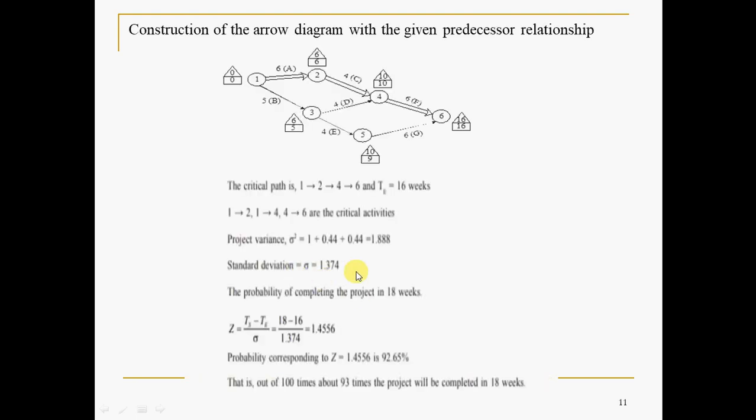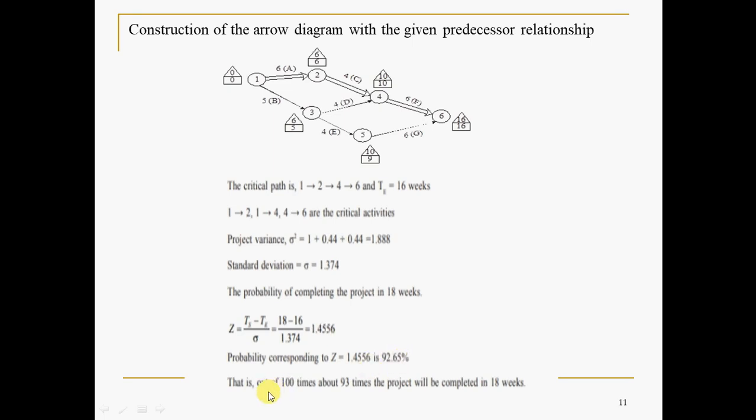Once you get sigma, the question is the probability of completing the project in 18 weeks. It is a single question. Z is TS minus TE divided by sigma. TS is the scheduled time of 18 weeks, given in the question, minus TE, the estimated time of the project, divided by sigma. Sigma is 1.3, the standard deviation of the project length or critical activities. Now this Z value corresponds to a probability from the table that you have seen.